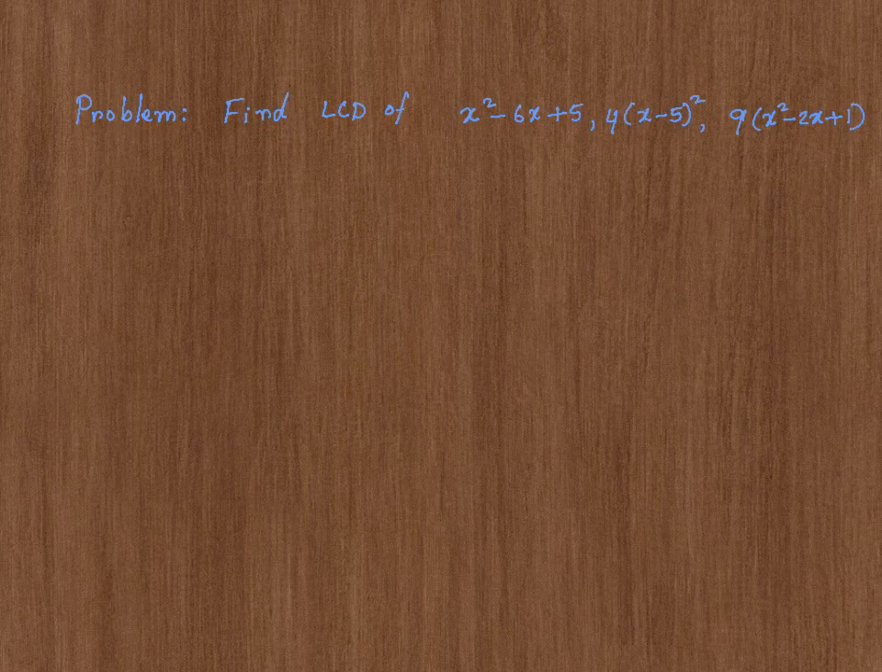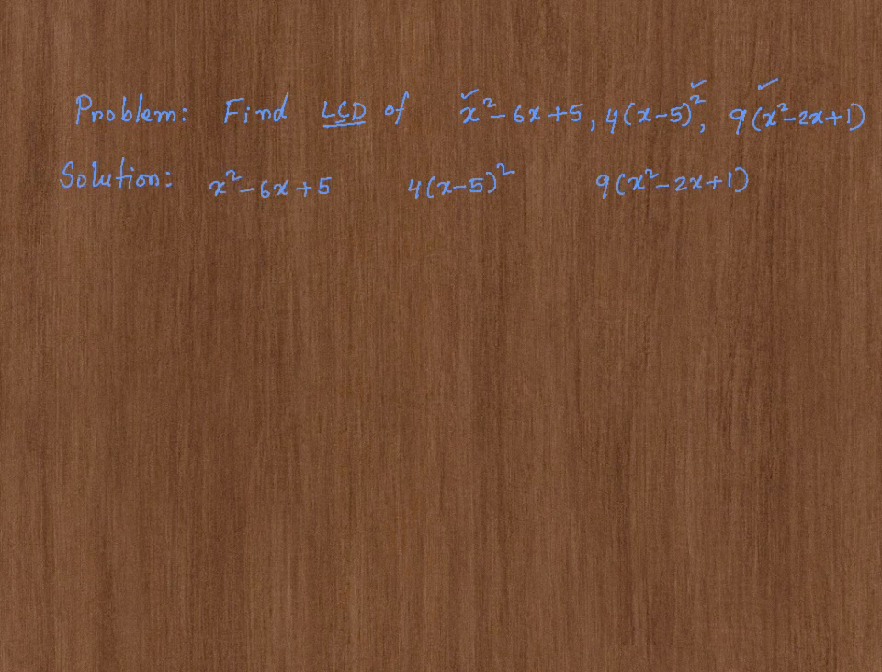In this video, I am going to find the LCD, least common denominator, of x squared minus 6x plus 5 and 4 times (x minus 5) squared and 9 times (x squared minus 2x plus 1). In order to find the LCD, I need to look at each of these terms and factor them. I'm assuming that you already know how to factor. However, I will show it on the side quickly in case you don't.